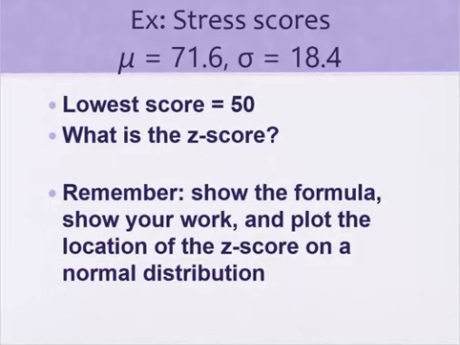I want you to compute the z-score for the person who reported a predicted stress score of 50. And remember, whenever you're doing this, particularly on the homework, in order to get full points, you want to show the formula, show your work, and then plot out a normal curve. I want you to plot where the mean is on that normal curve, and then plot where that z-score is relative to the normal curve, because you're going to have to do all that in order to get full points on your homework. So go ahead, pause the video, and compute the z-score, plot out where that score is on a normal curve. And when you come back, I'll show you how I would have done it.